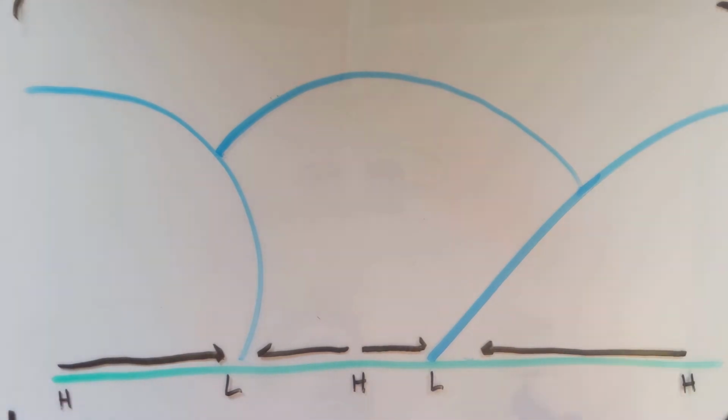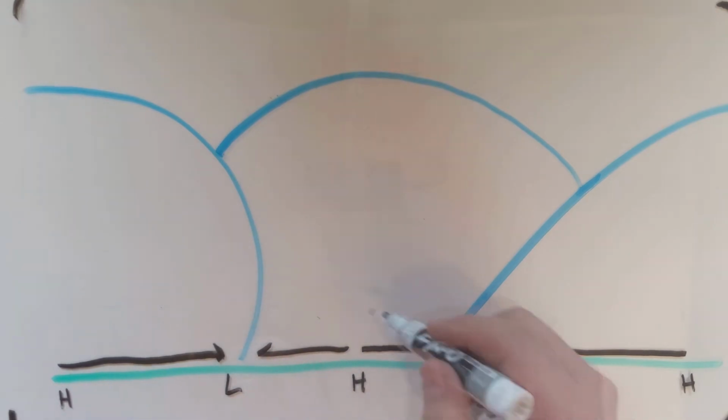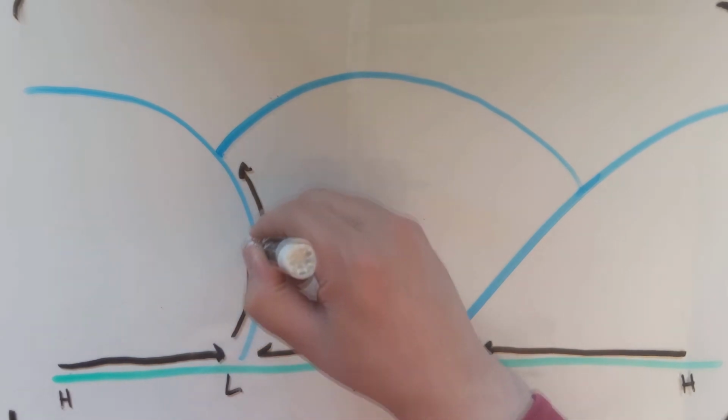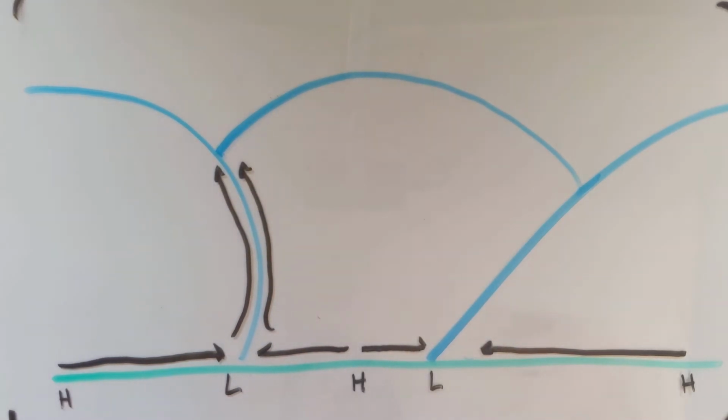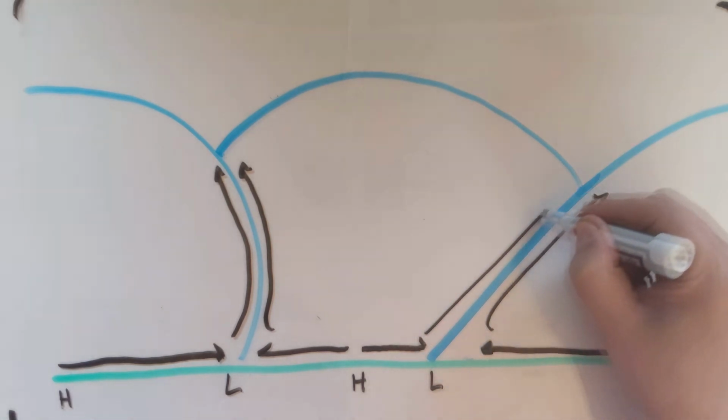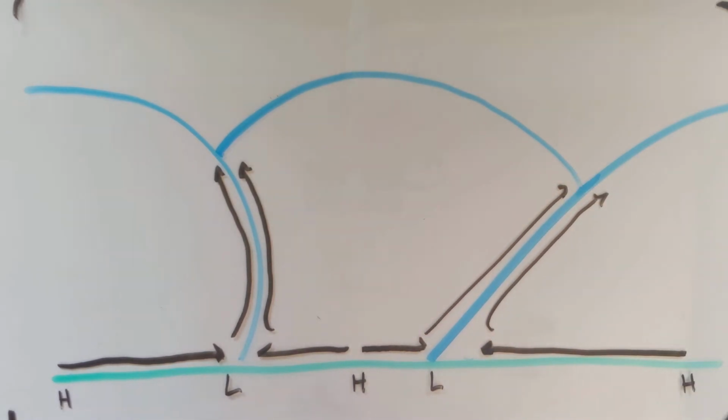Now we have to figure out what else is going on. So once the air goes together, it can't go down. The only place it can go is up. So we see the air rising, and the air is going to rise right along that boundary between the two air masses. Same thing's going to happen here. Air is going to follow the boundary of the air masses.